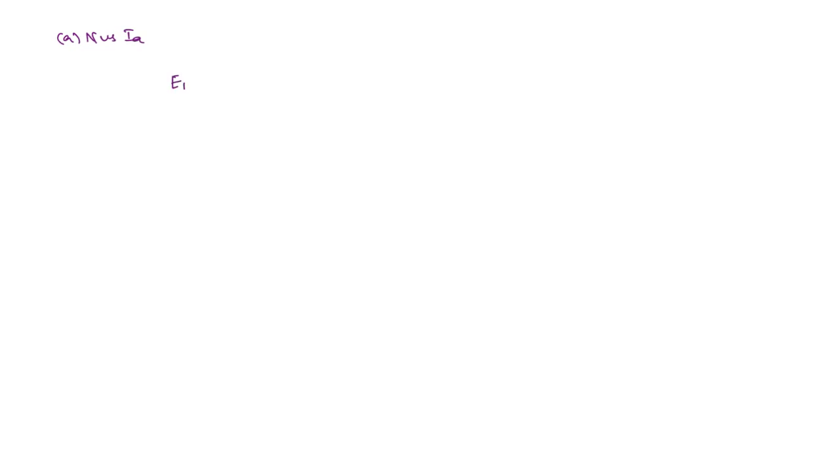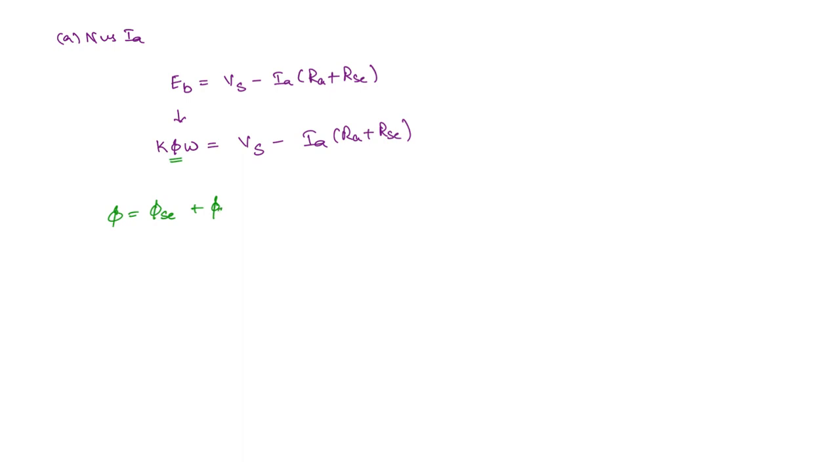What was the expression that we got? EB is equal to Vs minus Ia into Ra plus RSE. Now EB you can write as K phi omega, where omega is the angular speed in radian per second. So K phi omega is equal to Vs minus Ia into Ra plus RSE. Now what is this flux phi here? This is the flux that is provided by both the series winding and the shunt winding, so you can write phi Se for the series winding and phi Sh for the shunt winding flux.